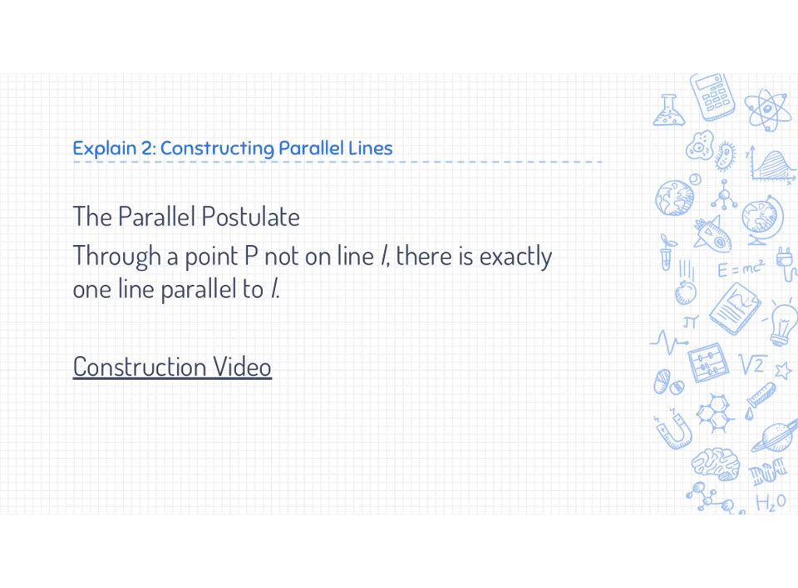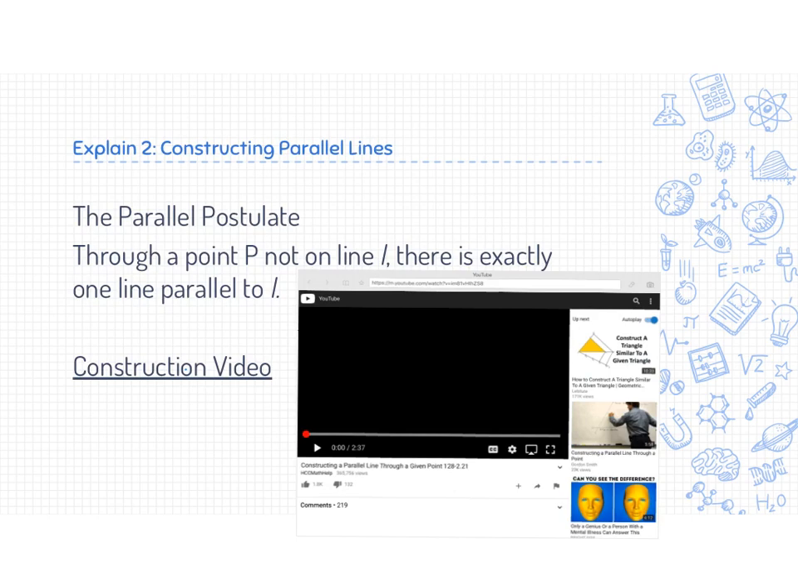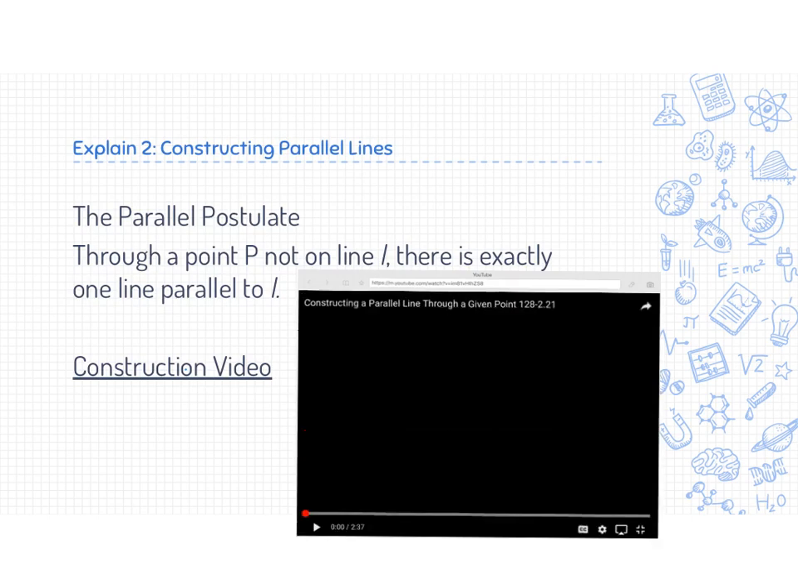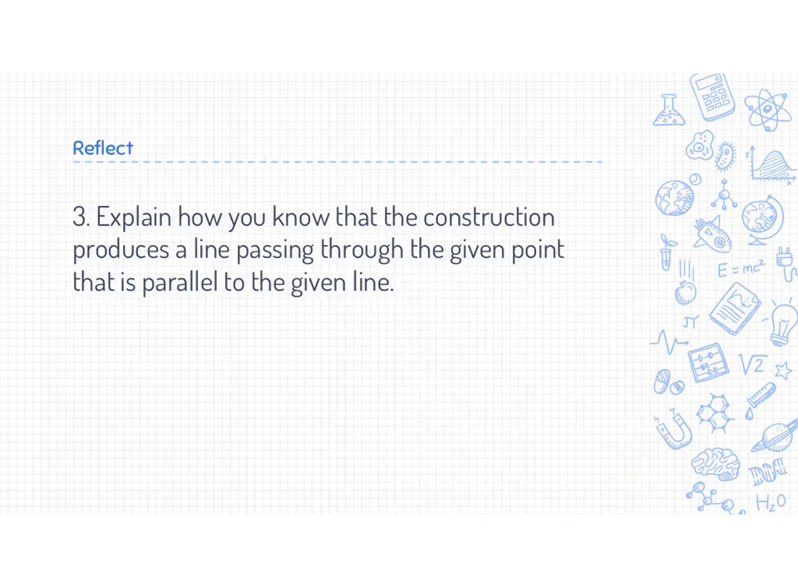All right, so the parallel postulate states that through a point P, not on line L, there's exactly one line parallel to L. As a quick introduction to this, we'll do more constructions next week, but I want to show you what a construction may look like here. Based on that construction, explain how you know that the line produced through the given point is parallel to the given line. Think back to our converse statements that we've already discussed.